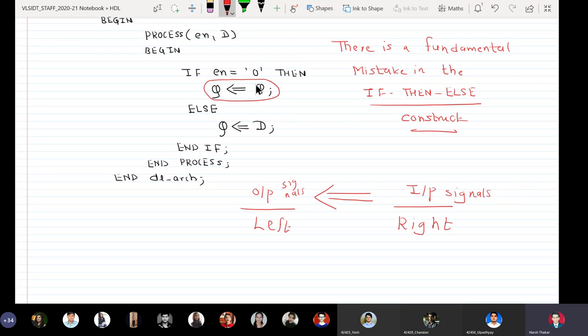So the language says that to the left of assignment operator, there can be outputs. Yes, correct. Q is defined as output, right? But the problem is this thing. To the right side of this particular assignment operator, I cannot write output signal. So what I've done is basically output is assigned output. This is not allowed in the language.